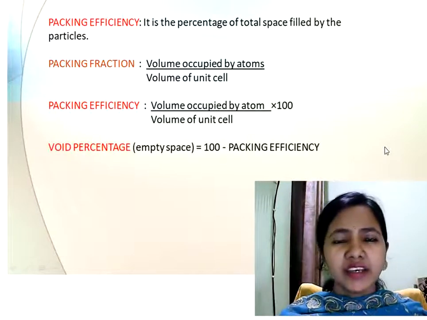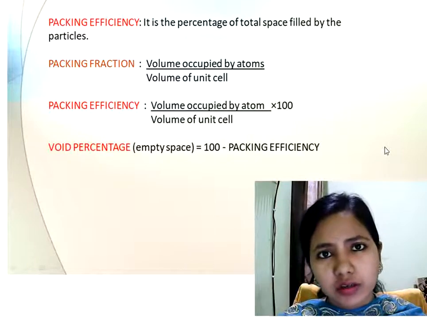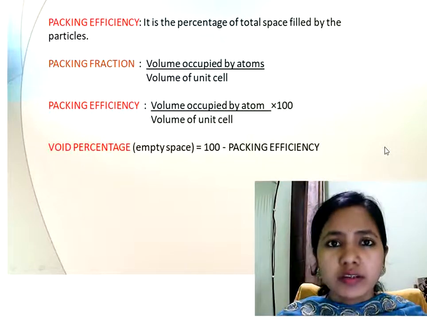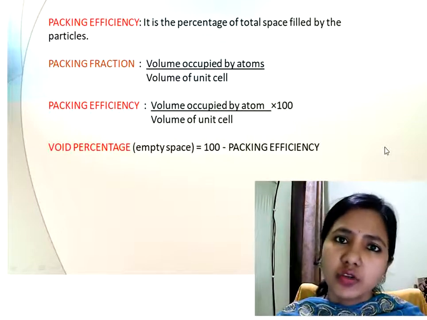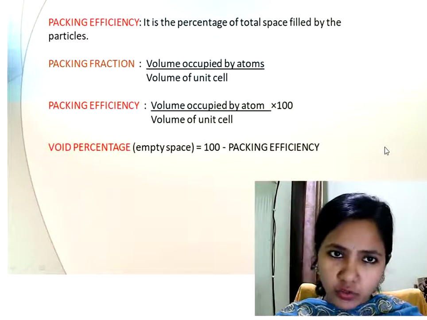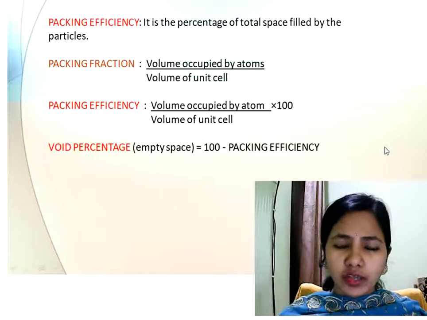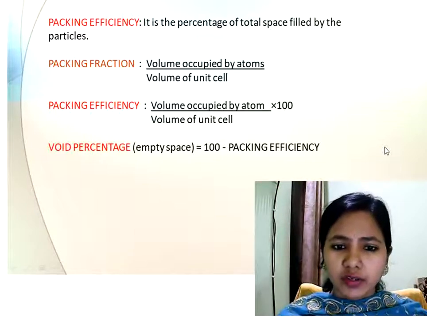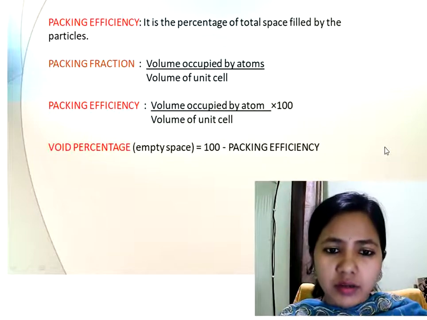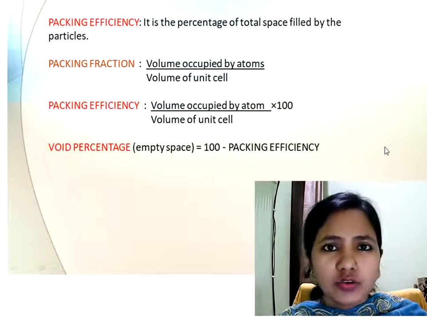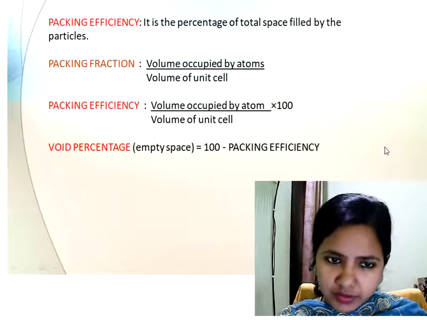Right. Now packing efficiency is the percentage of total space that has been occupied by the constituent particles. What percentage of space in a crystal lattice is occupied by the constituent particles like atoms, ions or molecules? We call that the packing efficiency. In order to calculate the packing efficiency, we write this formula: volume occupied by a particular atom upon volume of a unit cell, into 100. After writing this, we will get the value of packing efficiency.